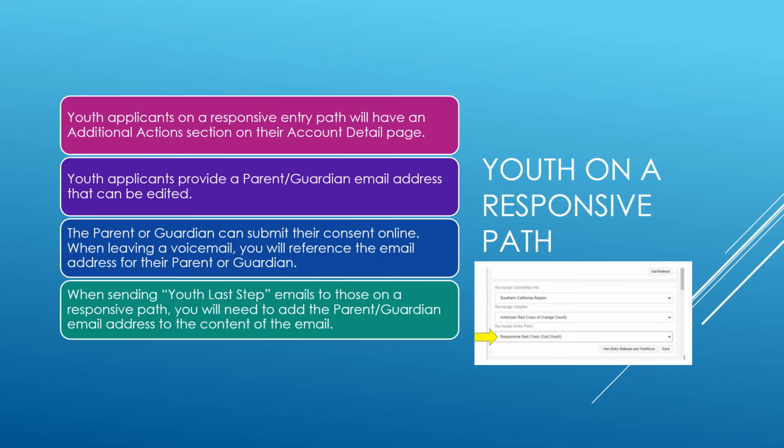Youth applicants on a responsive entry path will have an additional actions section on their account detail page. Youth applicants provide a parent-guardian email address that can be edited. The parent or guardian can submit their consent online. When leaving a voicemail, you will reference the email address for their parent or guardian. When sending youth consent emails to those on a responsive path, you will need to add the parent-guardian email address to the content of the email.